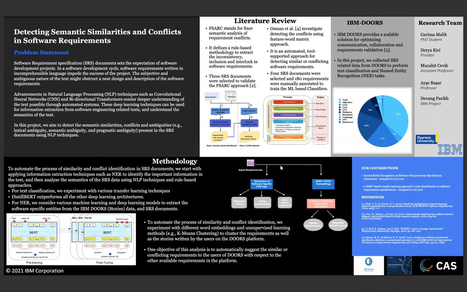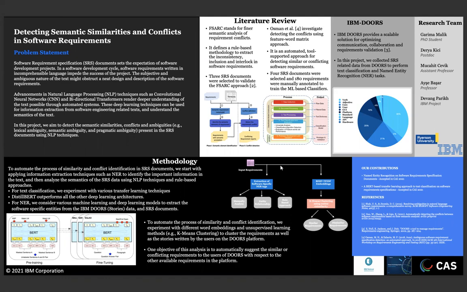Today I'm going to talk about the project which we are doing in collaboration with IBM and the Ryerson University Data Science Lab. The main goal of this project is to detect the semantic similarities and conflicts in software requirements. As we all know, SRS, which stands for Software Requirement Specification documents, are important documentation in the software development lifecycle. They give you the foundation of clear and unambiguous requirements, which is delivered to the developers to build the applications. Sometimes there are a bunch of similar requirements and maybe conflicting requirements present in the SRS document. So our goal is to detect all those semantic similarities and conflicts in software requirements.